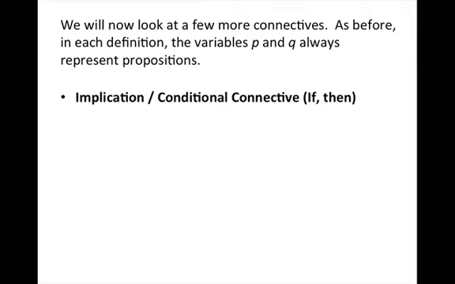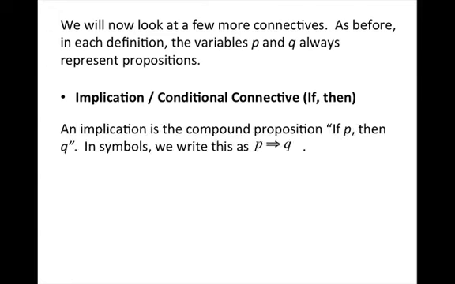First, let's look at the implication. This is also called the conditional connective, and it's associated with the words if-then. An implication is the compound proposition if P then Q. In symbols, we write this as a double-lined arrow. Some books vary; some books use a single-line arrow for this.